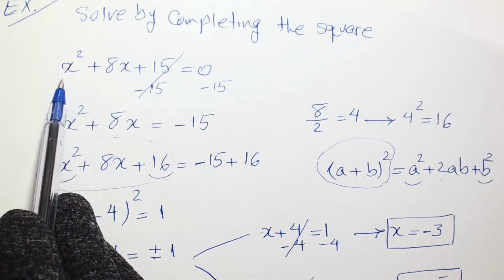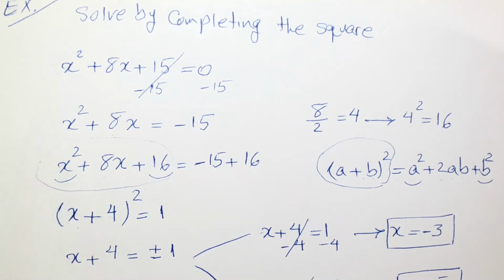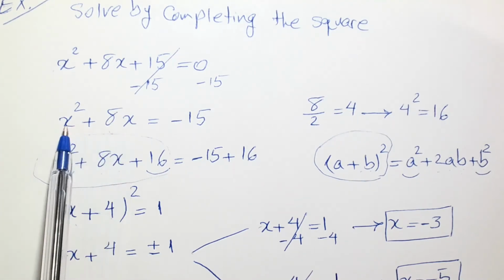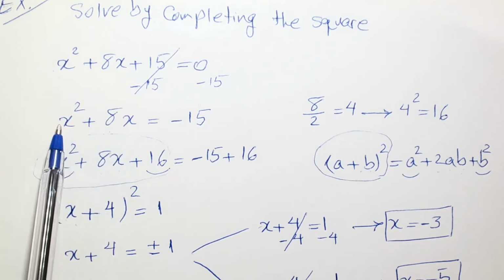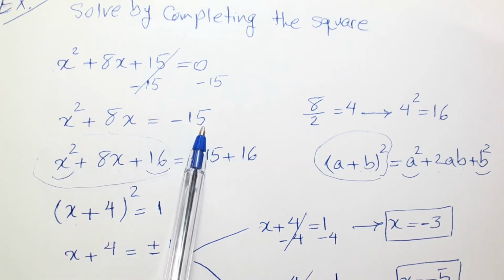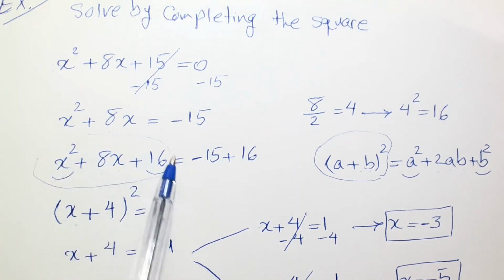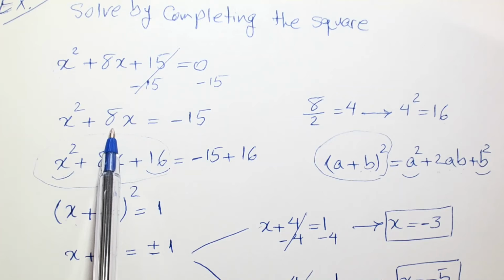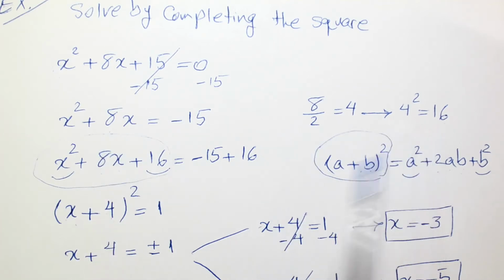Again, with the first step, we make sure the coefficient of x squared is 1. Step 2, we keep those terms that have the variable on one side. I keep them on the left side and move the constant to the other side. Then on the left side, we try to complete the square. How? Divide the coefficient of x by 2 and square the answer.